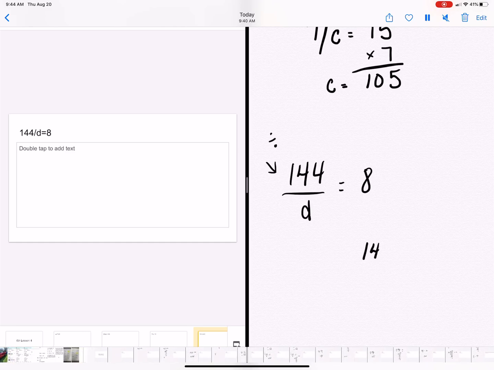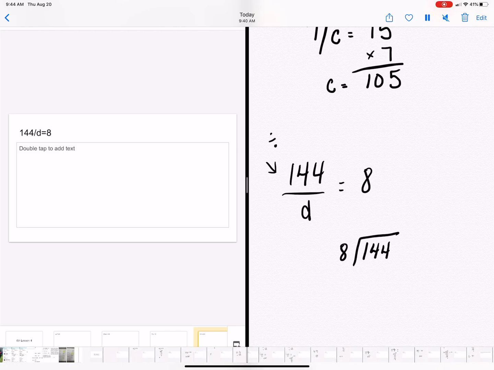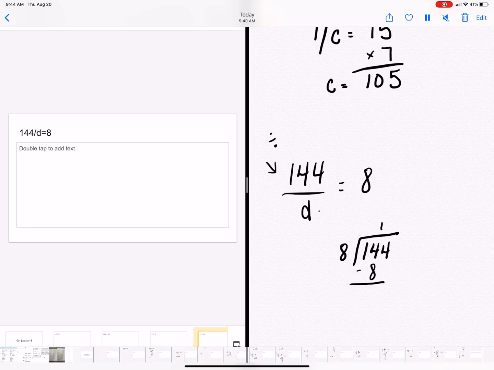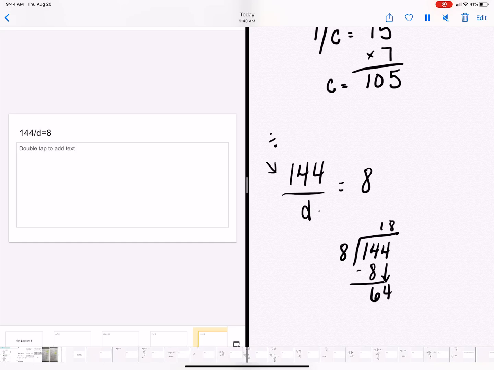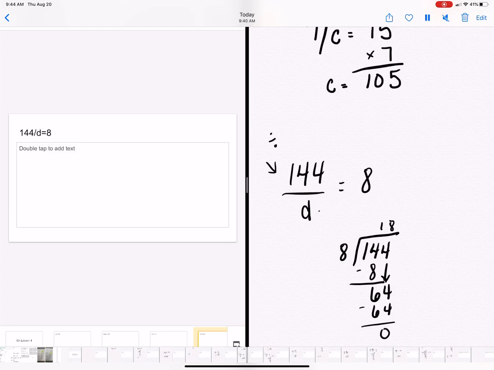So 144 divided by 8. 8 goes into 14 one time. 1 times 8 is 8. 14 minus 8 is 6. Bring down your 4. How many 8s are in 64? 8 times 8 is 64. And you have a 0 remainder. D equals 18.